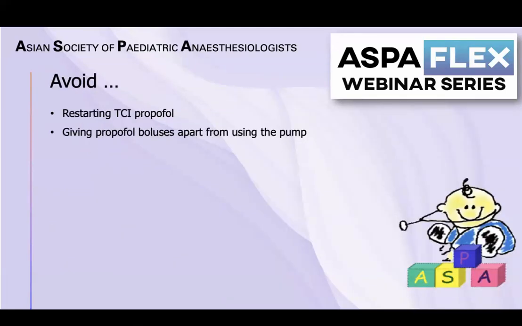We should avoid restarting the TCI propofol at all costs. In restarting the TCI, the amount of propofol that was given to the patient would not be taken into account. So the TCI model again delivers a high initial dose. Both the plasma and effect site concentration displayed on the syringe pump will not be accurate, and it does not reflect the real plasma and effect site concentration in the patient. By the same token, when we need to give the patient any propofol boluses for whatever reason, we should give them via the pump.